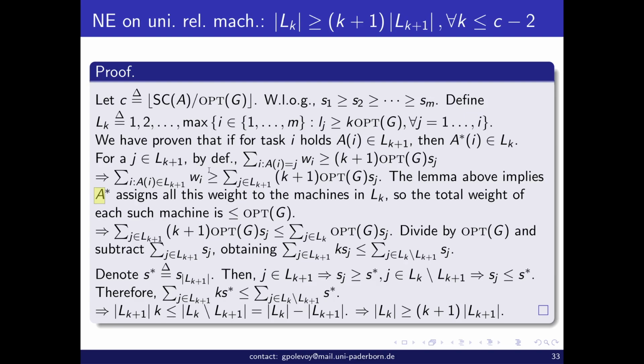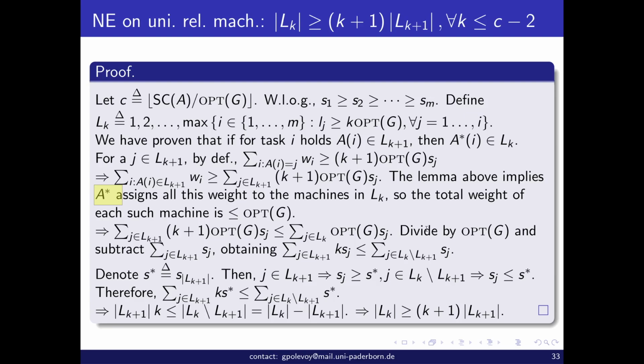And what does that mean? It means that the total weight assigned to machines in LK plus 1 is at least that, and that has to be at most optimum, because the optimum assigns everything to LK. The total weight of each machine is at most optimum. So when we go over all these machines, we can just multiply by the speed of the machines and sum. That has to be at most the optimum times the speed. It cannot be more. Otherwise, one of those machines would have a load greater than the optimum, contradicting the assumption that A star is optimum.